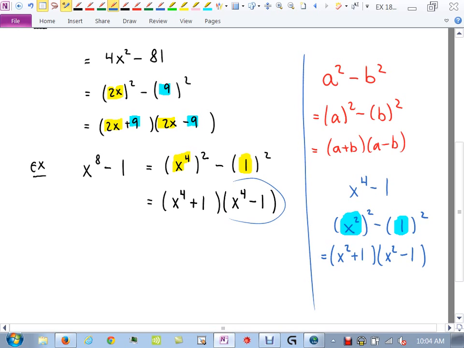So I'm going to rewrite the problem again. I'm going to put my equals out here. I have x to the 4th plus 1. That was the first part I had. And then the part that's circled here broke down to be 2 more things, didn't it? It was x squared plus 1 times x squared minus 1. You see it? Yes.